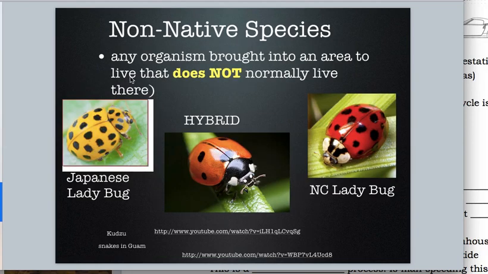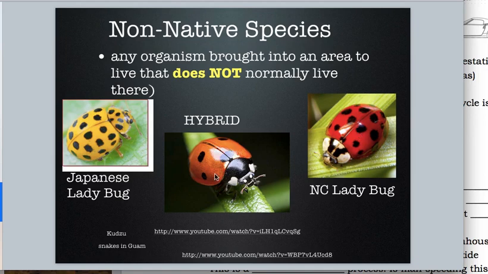Non-native species, also called invasive. If you're non-native, I'm a non-native North Carolinian. What does that mean? I wasn't born in North Carolina. I was born in Florida. This is a Japanese ladybug. It crawled off a vessel from Japan, surprisingly, in the port of Wilmington about 20 years ago now. And unfortunately, these ladybugs can mate with North Carolina ladybugs. Our ladybugs are red with black spots.